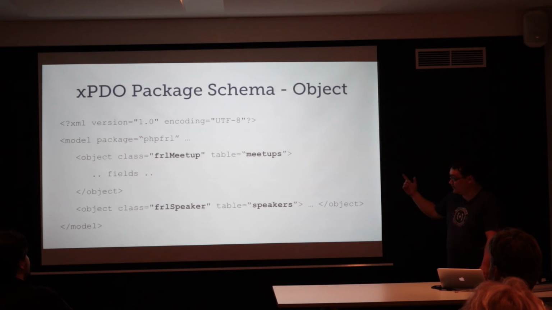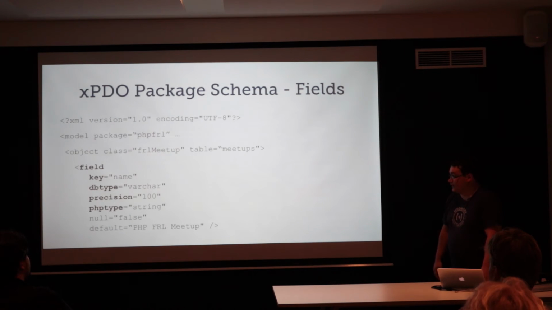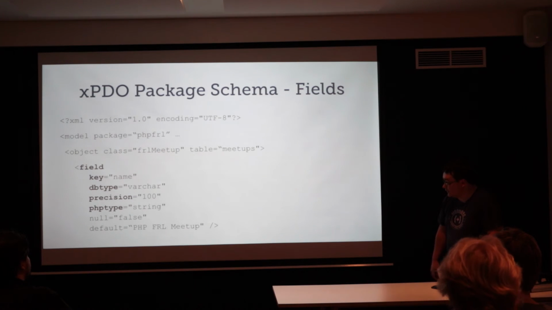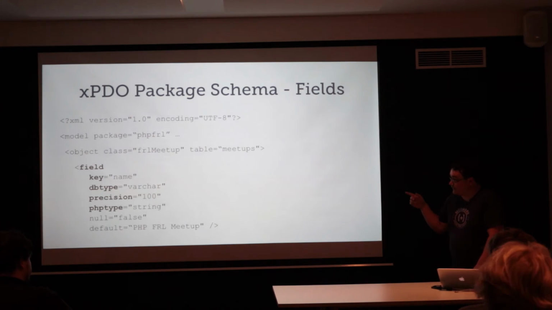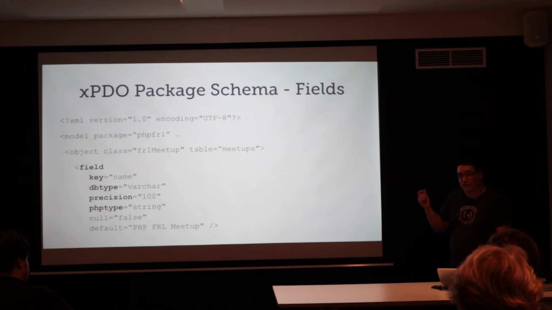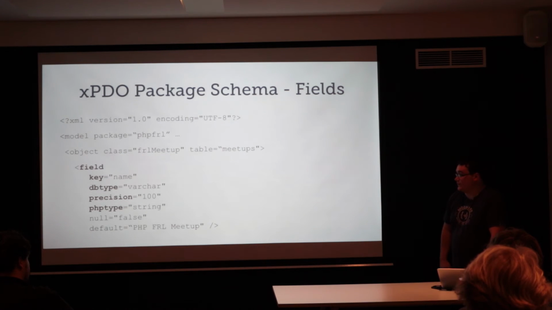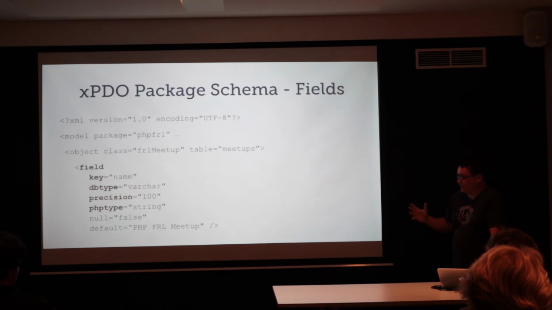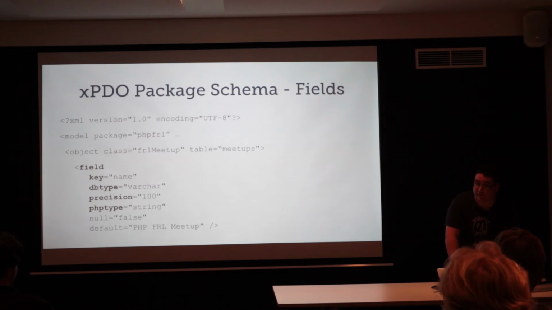So I have two objects, meetups and speakers. Then I define the fields for each: key, types, and some optional stuff. One thing that's interesting here is that because you define both the database type and the PHP type, XPDO can automatically do certain transitions for you. So if you define a PHP type of array, it will automatically serialize that as you write it to your object, as it writes it to the database. The same can be done with JSON and some other things I don't recall right now. That's quite an interesting, convenient developer feature.